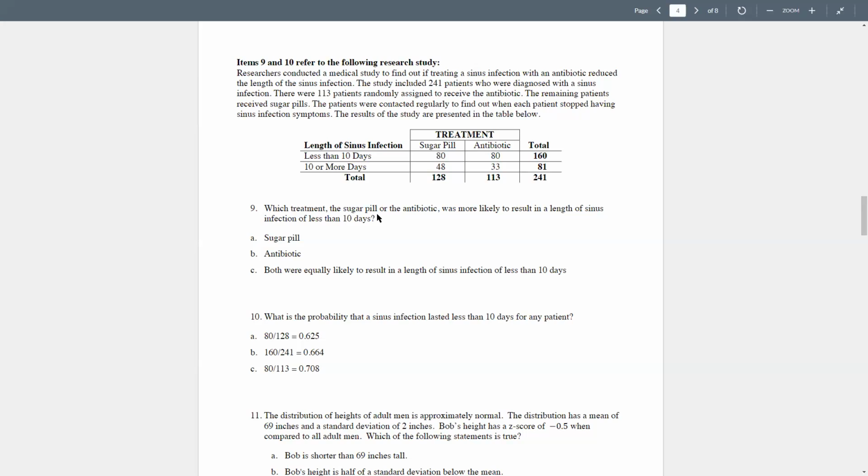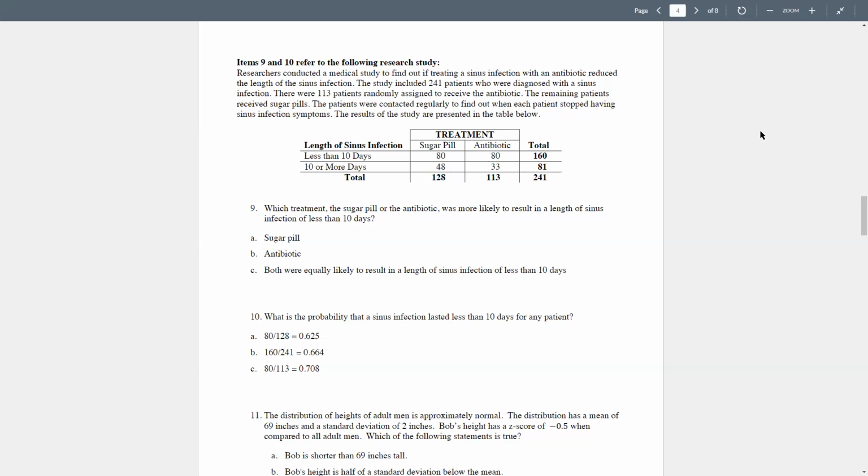Let's see. This one says both were equally likely to result in a length of sinus infection of less than 10 days. Okay, so number 9, let's double check one more bit. What can we say about this? They surveyed 241 people.